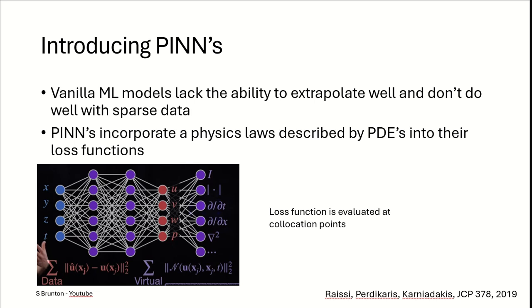So introducing the PINN, or physics-informed neural network, which was introduced in a 2019 paper by Maziar Raissi, Paris Perdikaris, and George Karniadakis, represented a paradigm shift. Instead of relying solely on data, PINNs incorporate physical laws described by partial differential equations, or PDEs, or even algebraic equations, directly into their loss function.